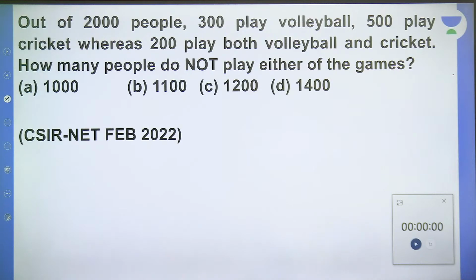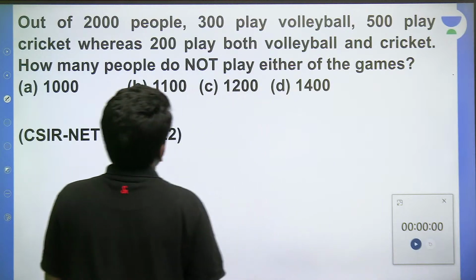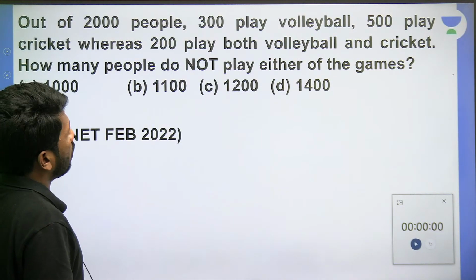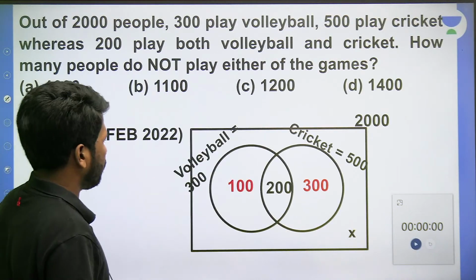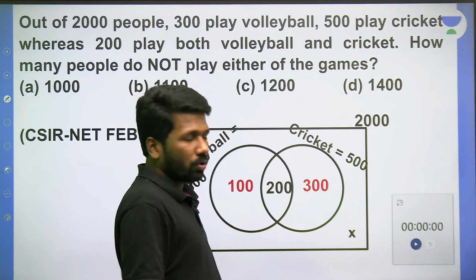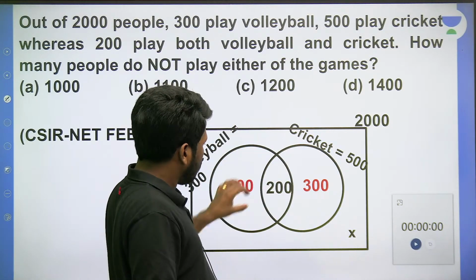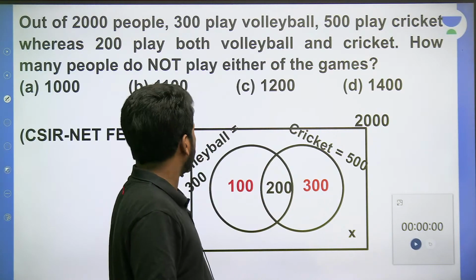Okay, so you can use a Venn diagram to denote this data so that it will be easy to analyze. Out of 2000 people, 300 play volleyball, 500 play cricket, whereas 200 play both volleyball and cricket. So this is the Venn diagram you can draw. Volleyball and cricket are the two sets. 300 play volleyball, 500 play cricket. 200 play both. That means the intersection part 200 should be there.